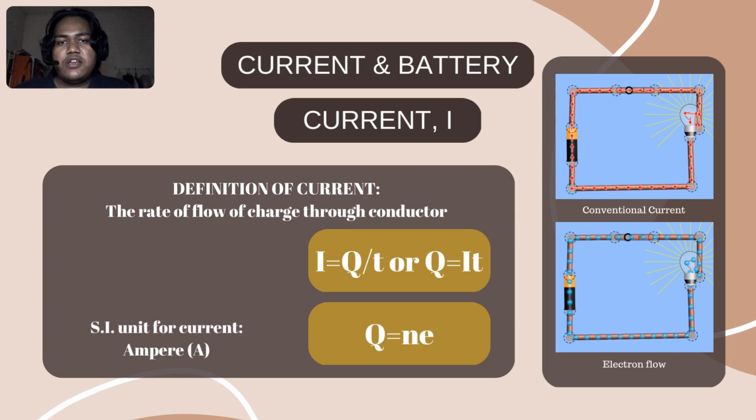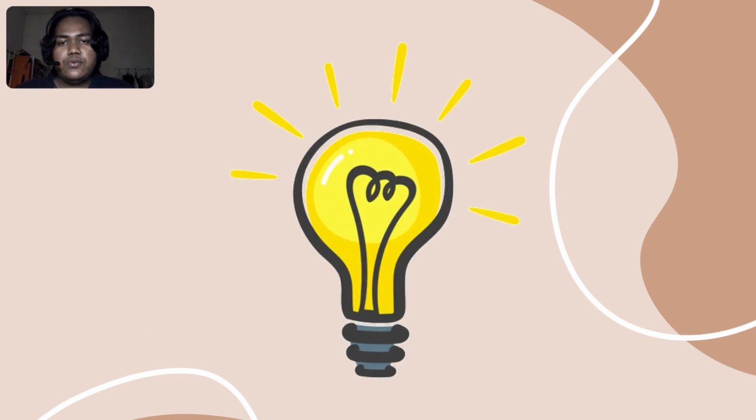The formula for current would be I equals Q per T, where Q would be coulomb and T would be seconds. The SI unit for the current is A, ampere. To find coulomb in the formula, we would need Q equals Ne, where N is the number of electron and e is the charge of electron. Now we know why the light bulb would turn on in the circuit.